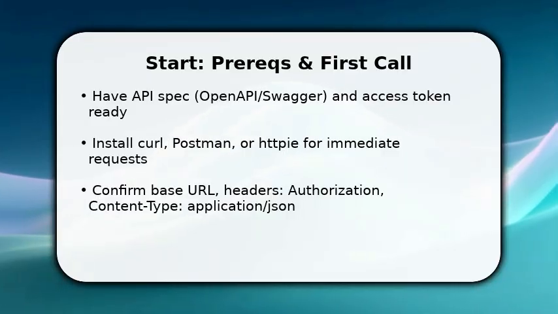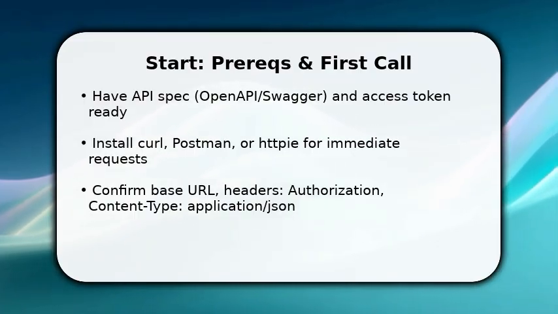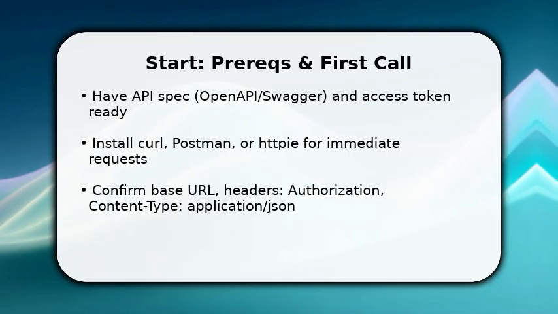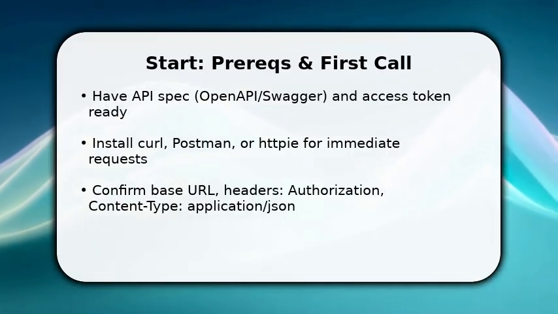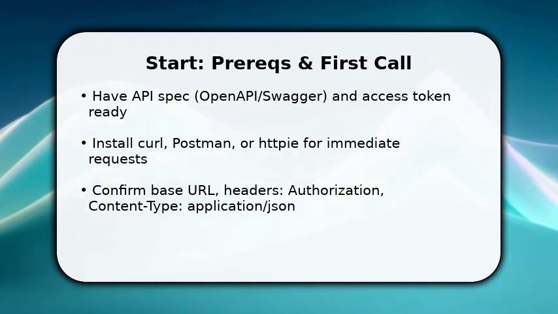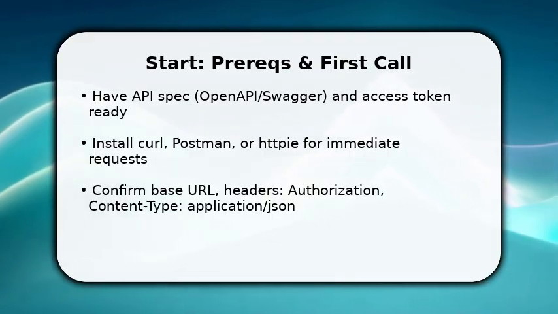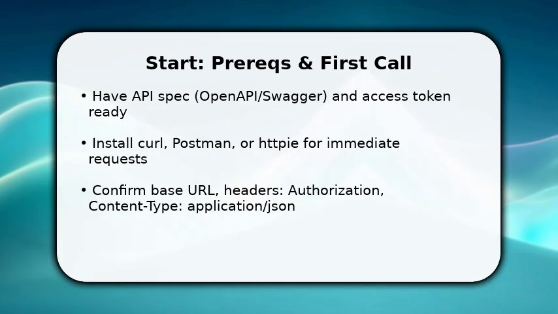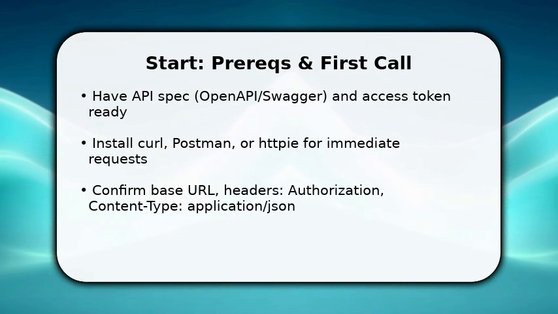You already have the spec and token. Now make the first request. Use curl or Postman to call GET /health or a simple resource endpoint, include authorization and content type headers, and inspect the HTTP status and JSON body. Once you see 200 OK and a valid response, make a POST with minimal payload to validate write permissions. This proves connectivity and auth, gives you a sample response shape, and sets the baseline for deeper work.